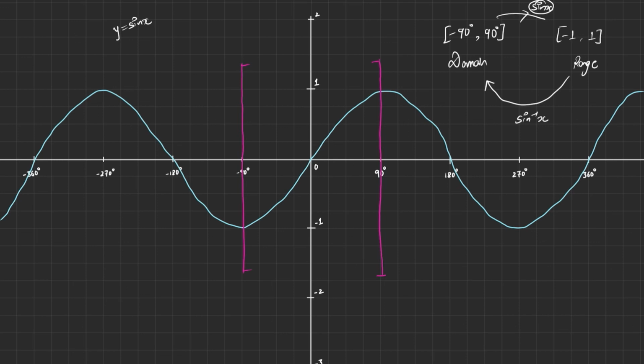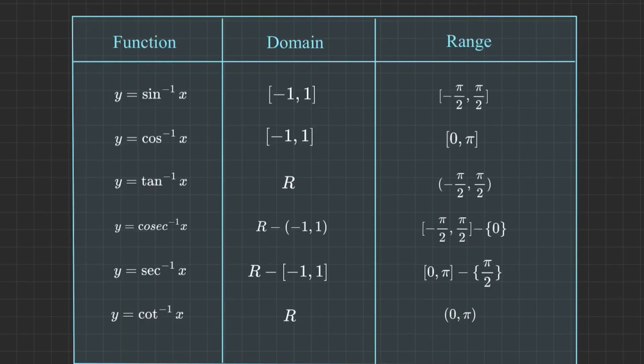Similarly, for other trigonometric functions also, if we restrict their domains, then we can always make them invertible functions, which will enable us to make their inverses. I have prepared a table for you, which you can screenshot or write down in your formula copy. Since we have discussed the sine function, the function here is sine inverse of x, so the domain is minus 1 to 1 and the range is from minus 90 to plus 90. Similarly for cos inverse x, tan inverse x, cosec inverse x, sec inverse x and cot inverse x.